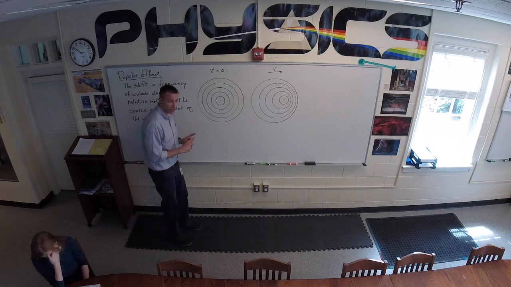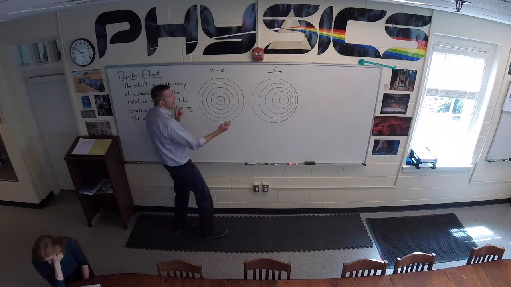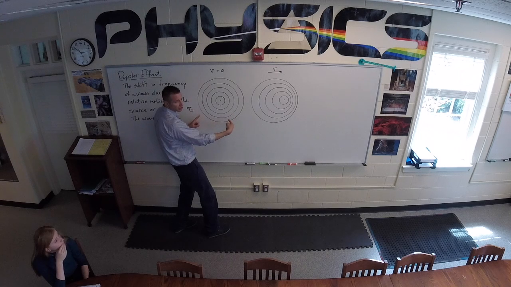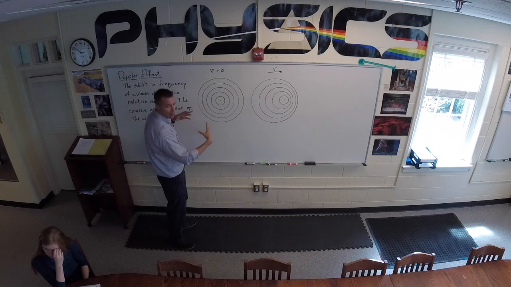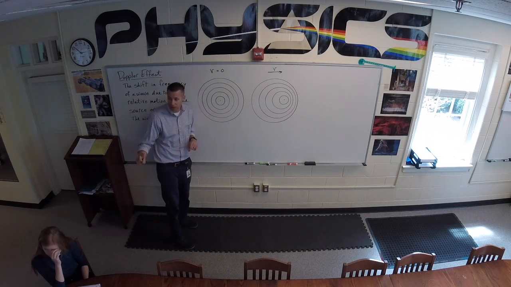What's important to note, and really useful in the next diagram, is that the outside circle was created first. More circles are being created on the inside, the ripples are expanding outward, the outside ones were created first.